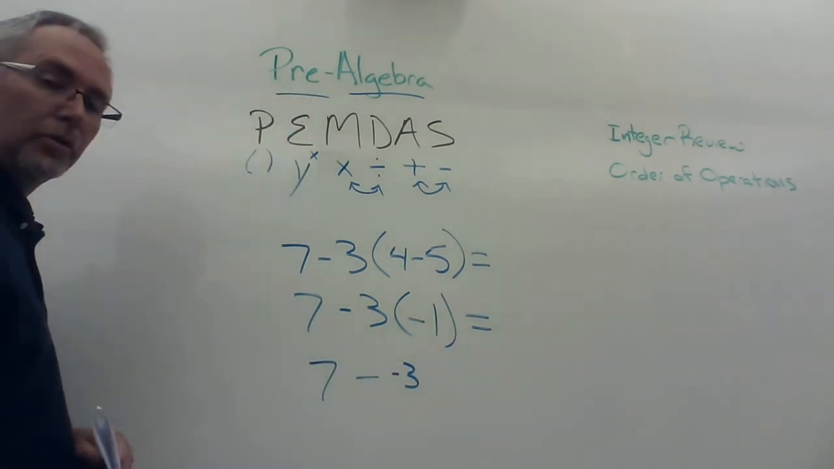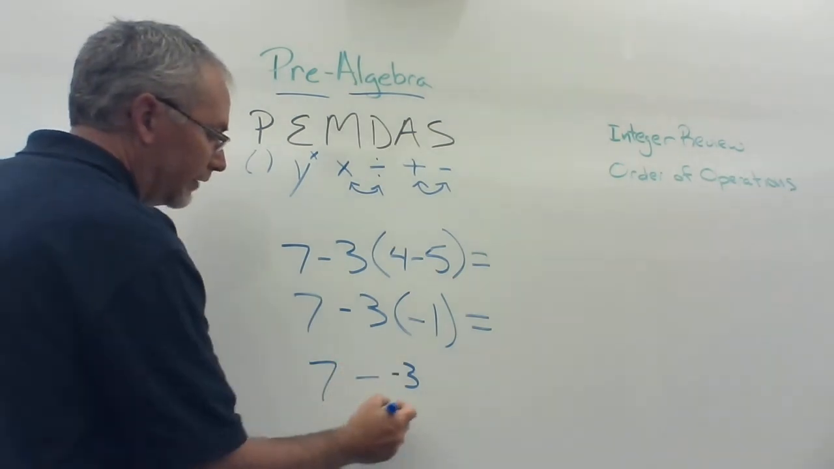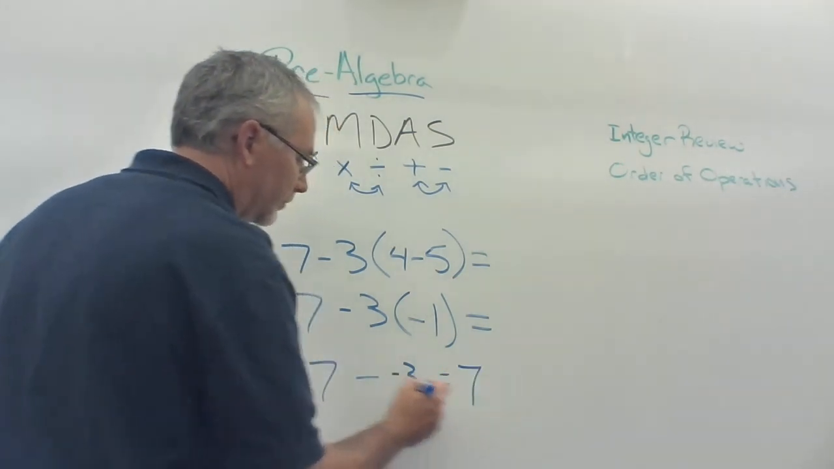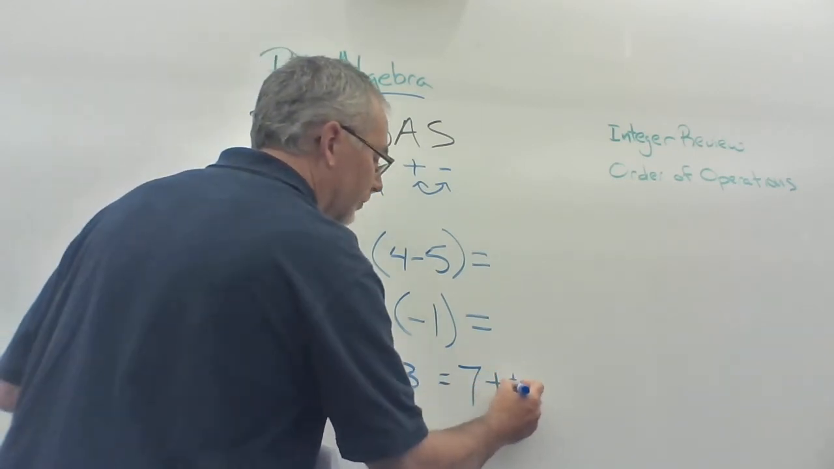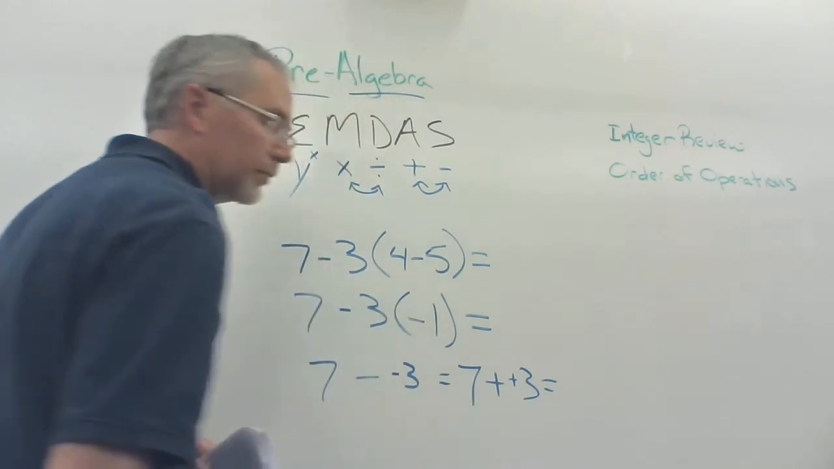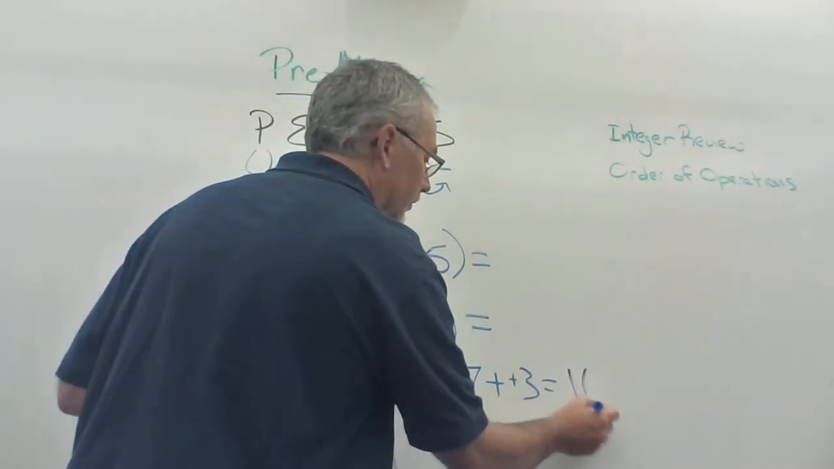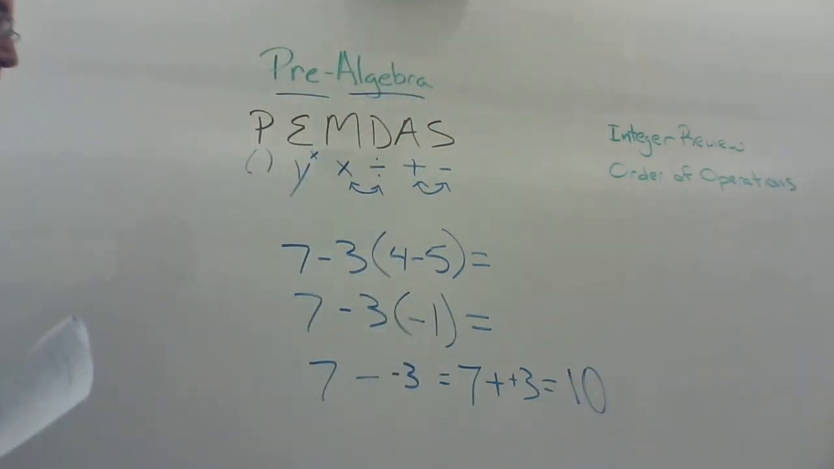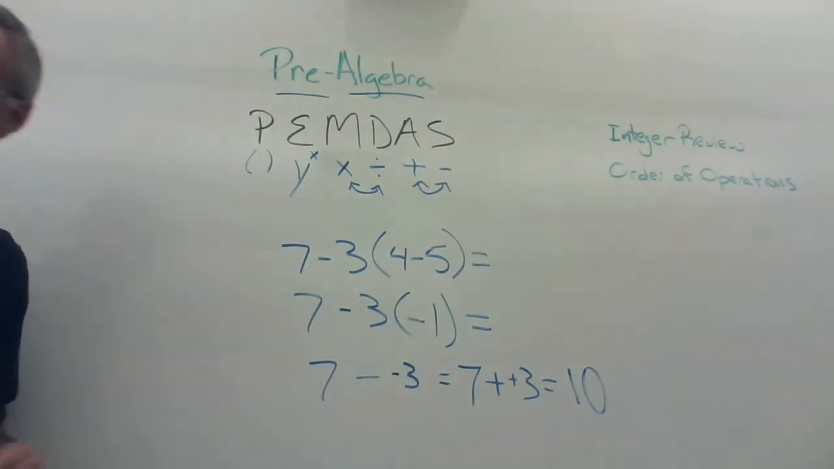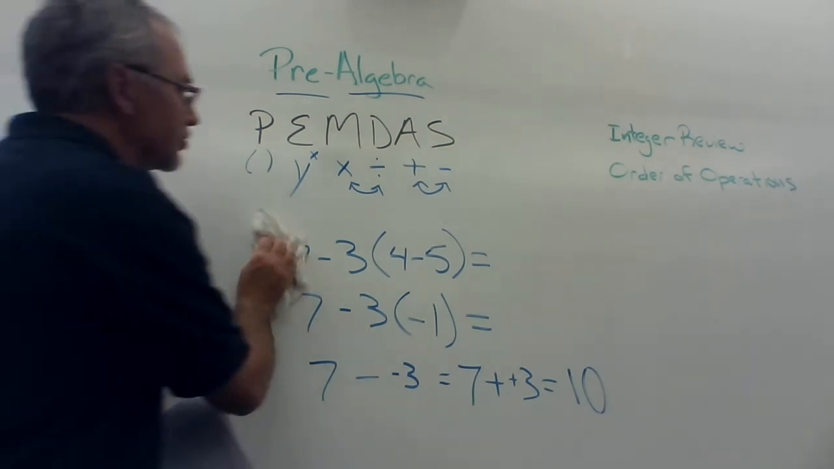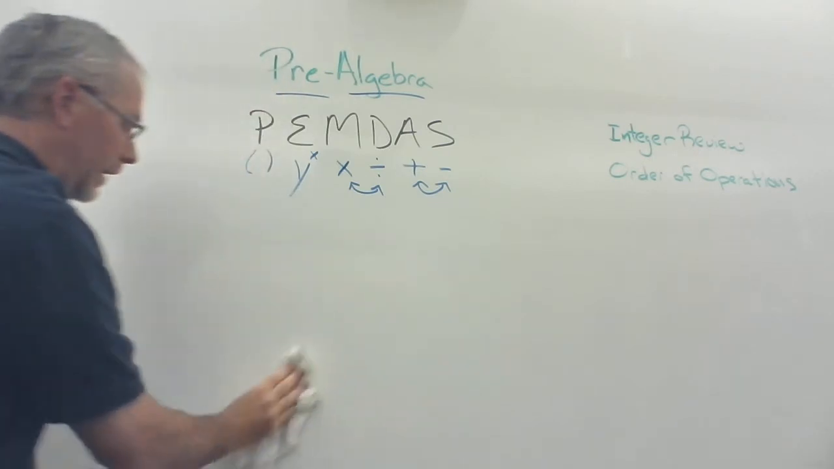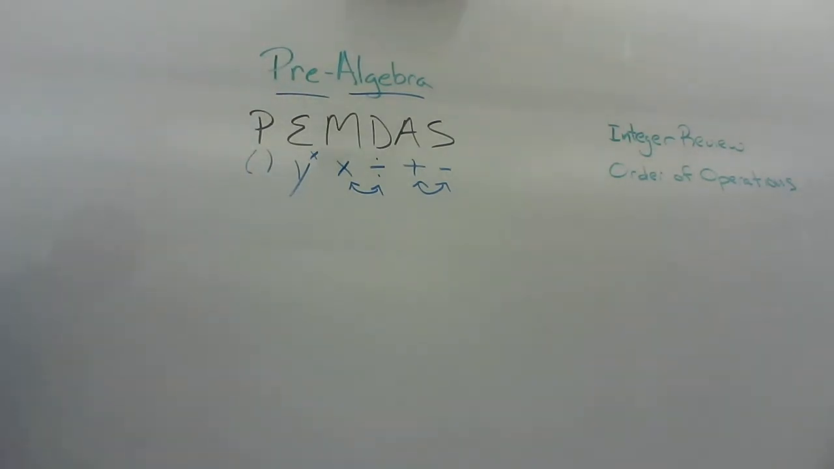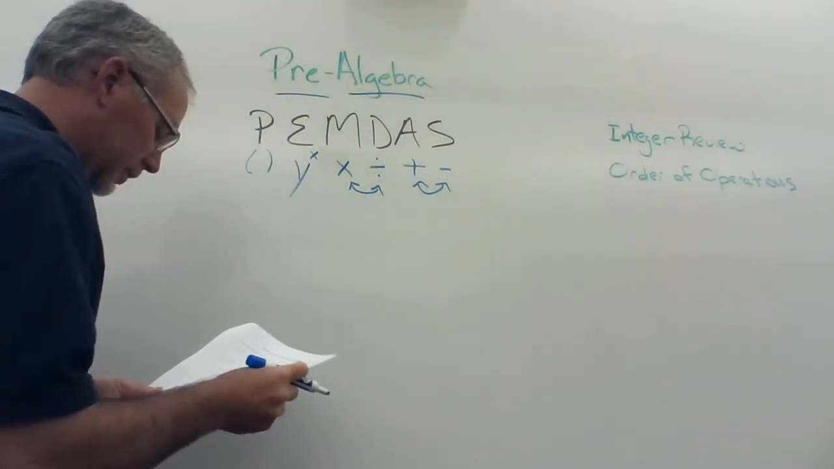Here comes my integer rules again. Minus a negative means I keep the first number. My minus becomes positive. The opposite of negative 3 is positive 3. So what is 7 plus 3? Our answer is 10. All right? So you can see how everything we're doing right now is coming back to those integer rules. Let's take one more difficult one, and then we will wrap it up for today.